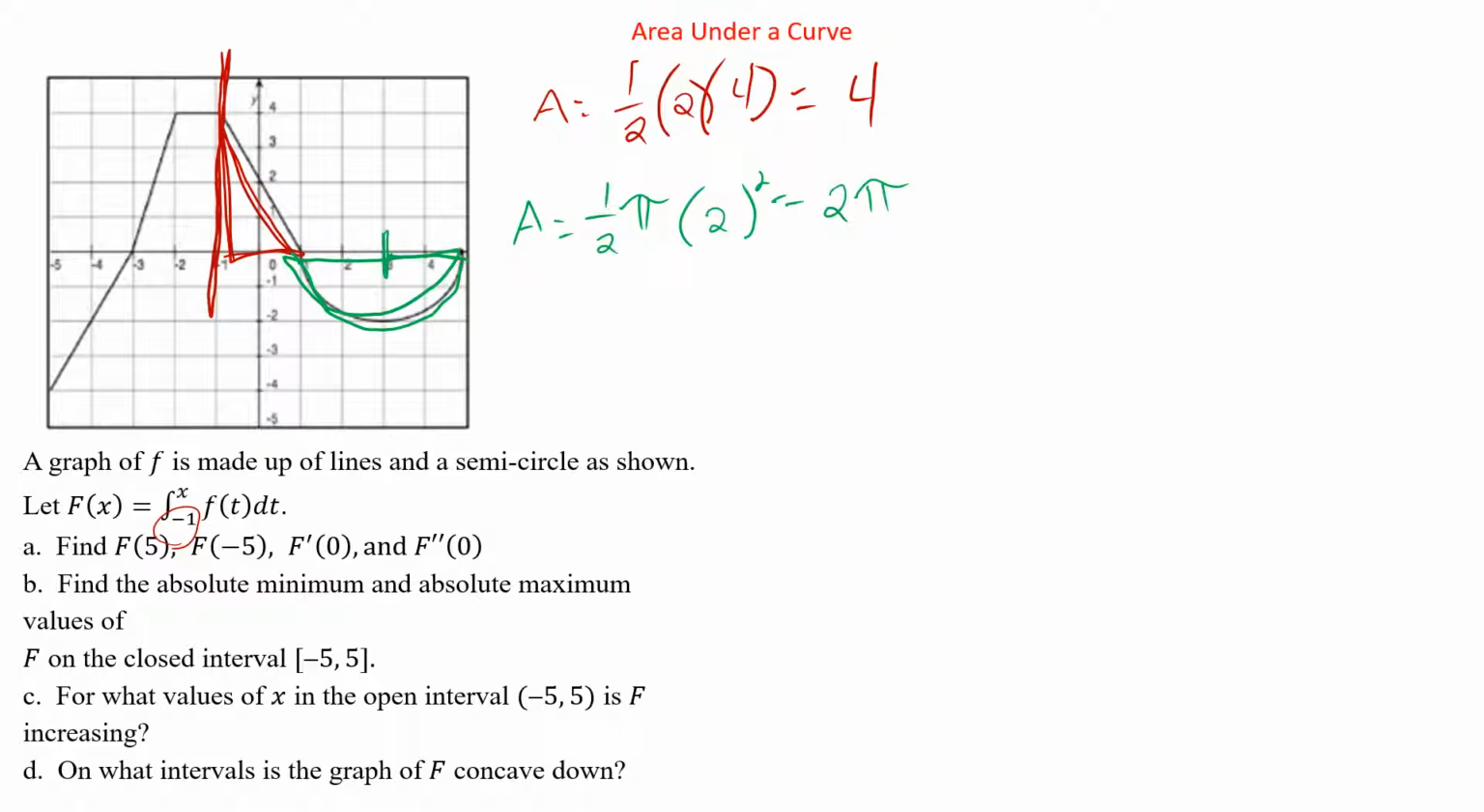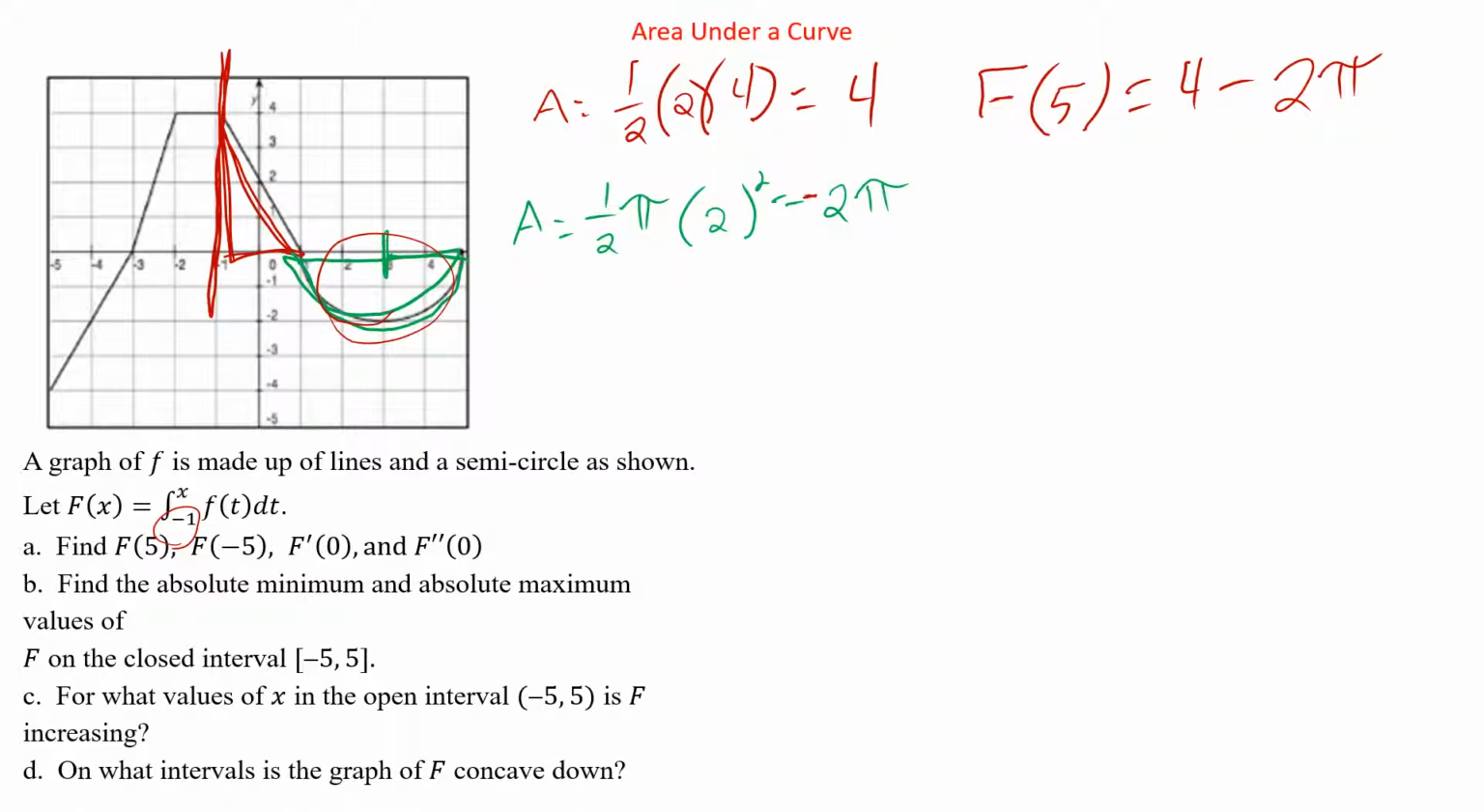So that's those two. Those are the two pieces that make up this f of 5. f of 5 is going to be the area under the curve from -1 to 5. And so we're just going to add these two pieces together. But we're not going to add because this is below the curve. That's actually a -2 pi. So f of 5 will be 4 minus 2 pi, which we can leave at that.